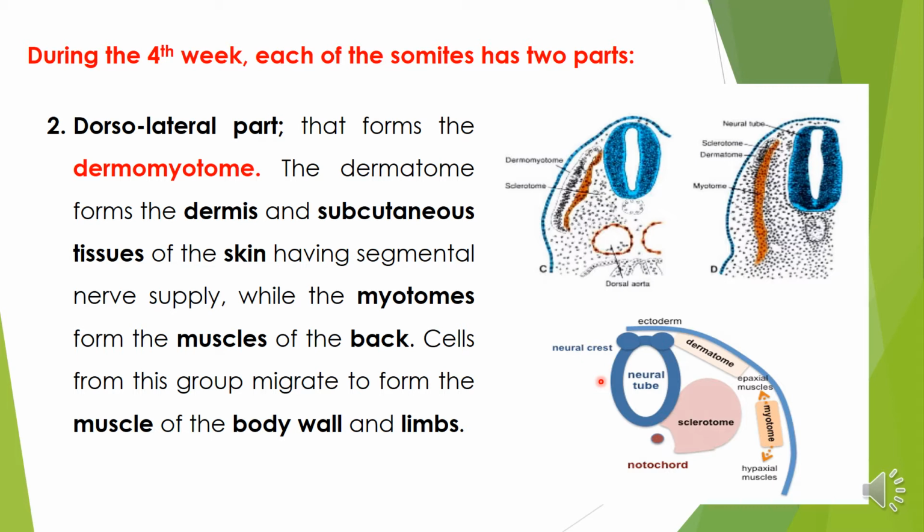During the 4th week, each of the somites has 2 parts. The first, a dorsolateral plate, forms the dermomyotome. This is the dermomyotome. The dermatome forms the dermis and subcutaneous tissue of the skin, having segmental nerve supply.